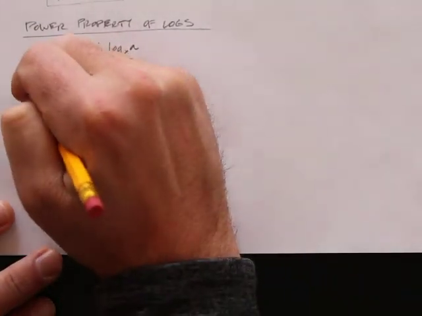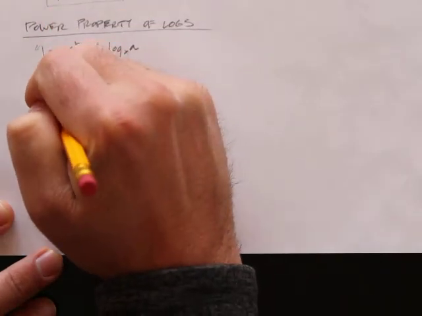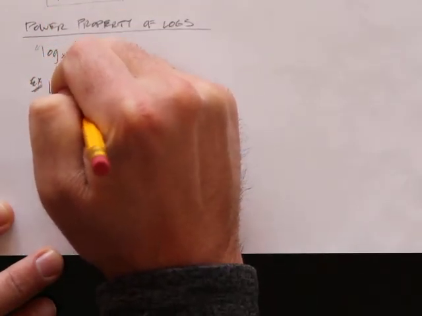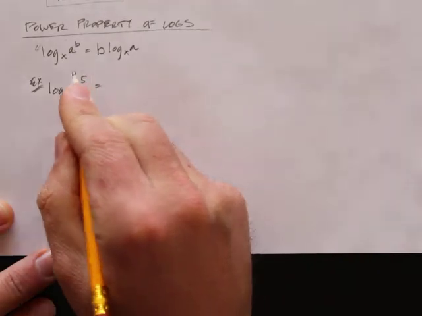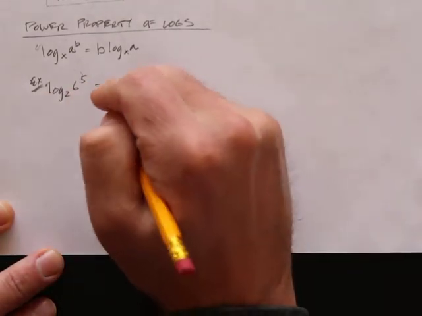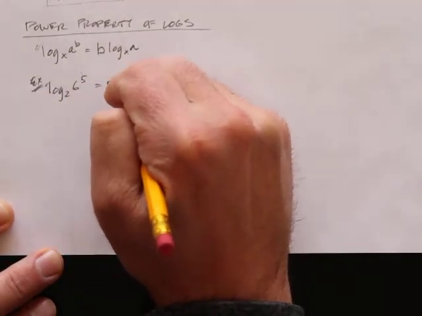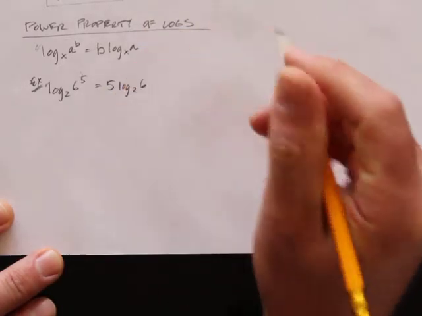So let's look at an example. What does that look like with numbers? Log base 2 of 6 to the 5th power equals, this 5 I can move down to the front, 5 times log base 2 of 6.